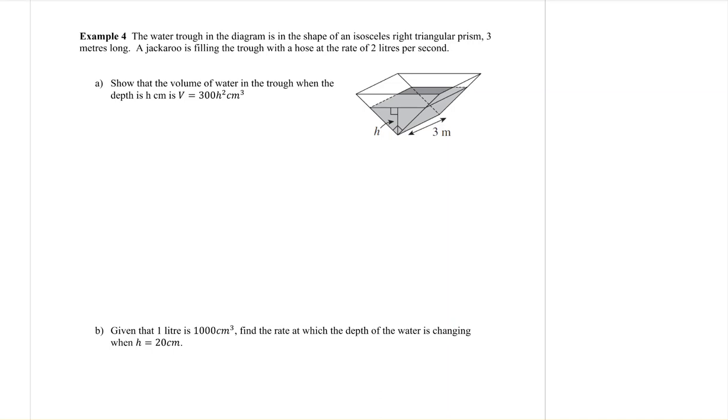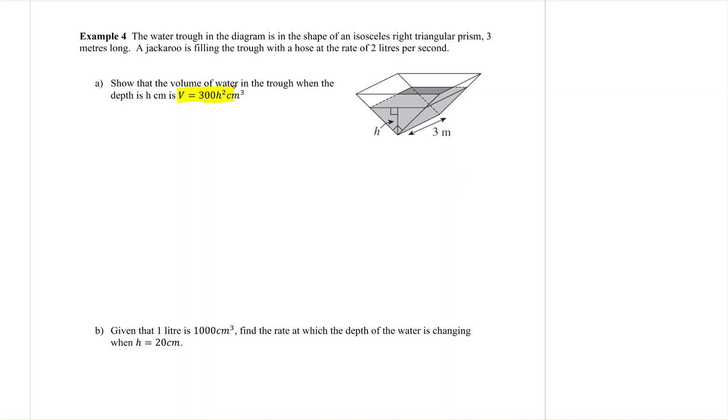We want to first of all show that the volume of the water in the trough when the depth is h centimeters is going to be given by V equals 300 h squared centimeters cubed. We're trying to find the equation of the volume of that water trough when it's filled h high, whatever h is. It might only have a little bit of water in the bottom, h might be a small amount, or it could be filled all the way to the top. That's why h is the variable, right? Depending on what height it is filled to.